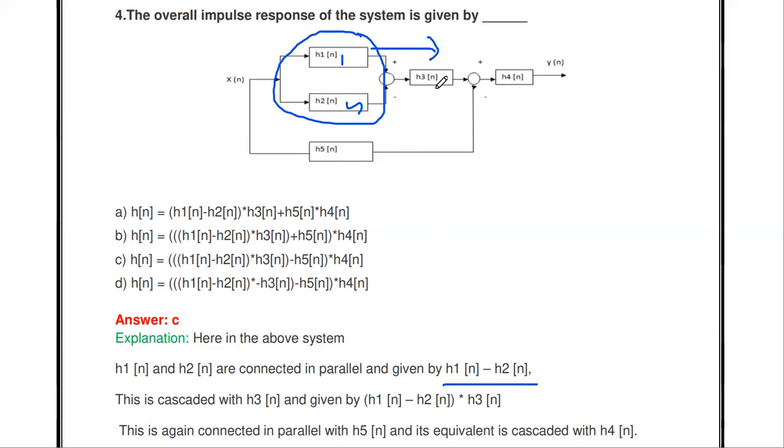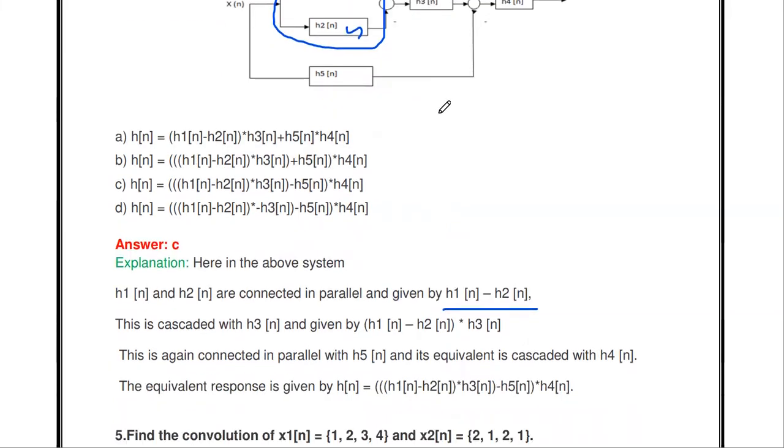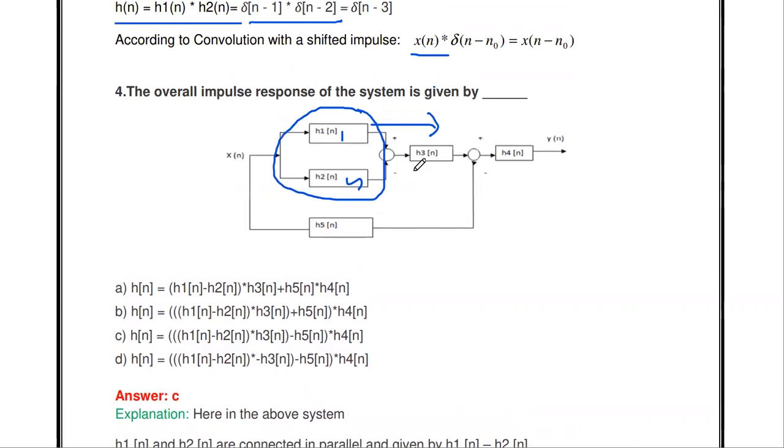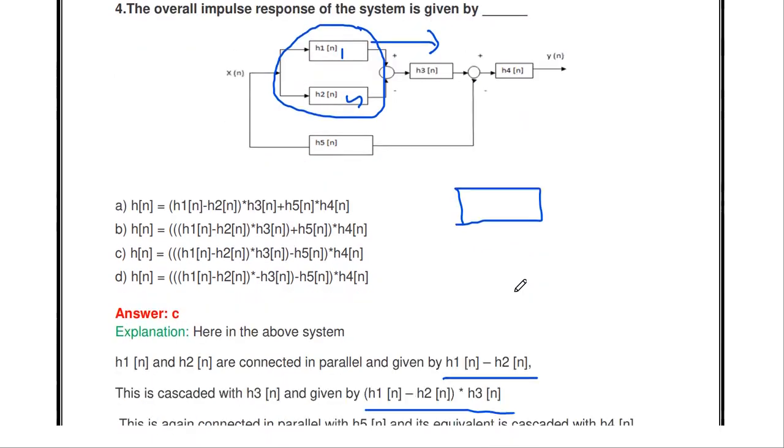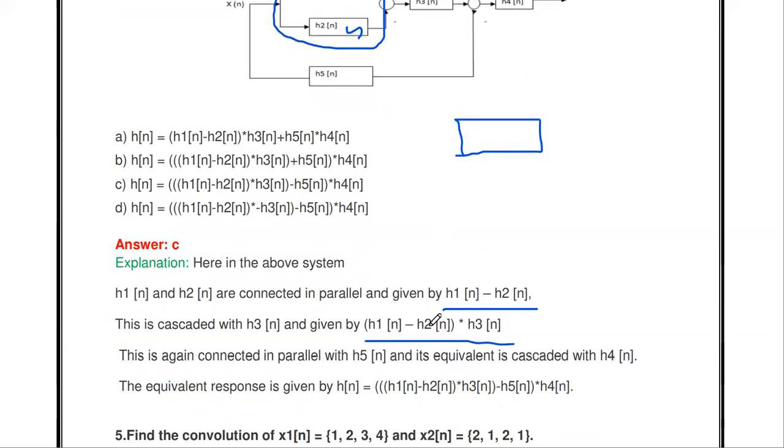If two systems are connected in series or cascade, what is the overall impulse response? It's a convolution between the two. So the second step is h1 of n minus h2 of n convolved with h3. So these three blocks are replaced by one block, whose impulse response is h1 of n minus h2 of n convolution with h3.